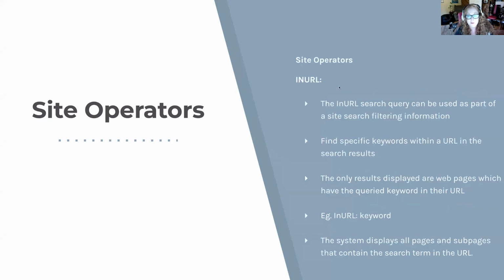And then in URL. So we're looking for keywords within our URL. You type in inurl colon and your keyword, and you'll find all the sites using that in the URL. Now we know that if the keyword is in the URL, they're probably trying to rank for that keyword, right?